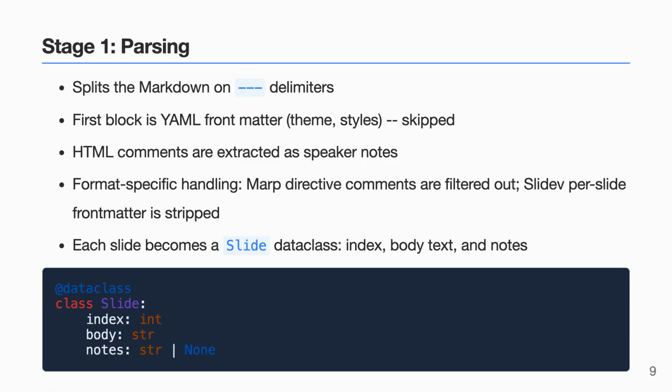Parsing is the boring part. Split on triple dash delimiters, skip the YAML front matter, pull out HTML comments as speaker notes. There are separate parsers for Marp and Slidev because they handle metadata differently. Marp uses HTML comments for directives like _class or _paginate, so those get filtered out. Slidev uses per slide front matter blocks, so those get stripped instead. Either way, what you're left with is a list of slide data classes.